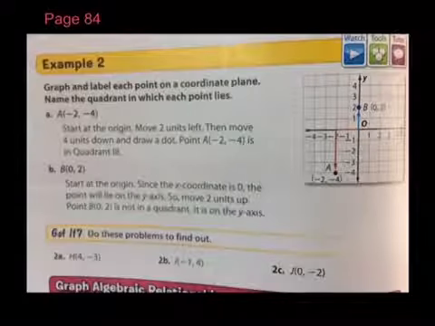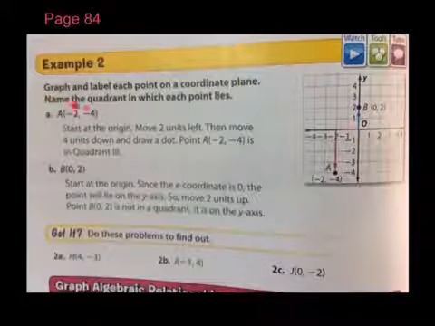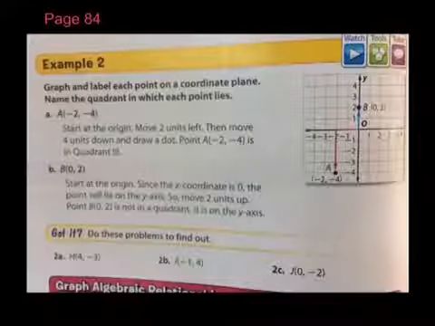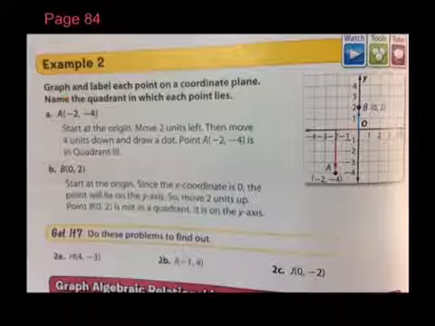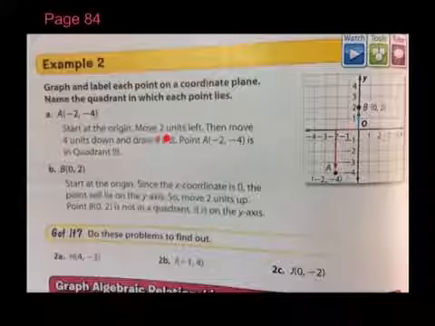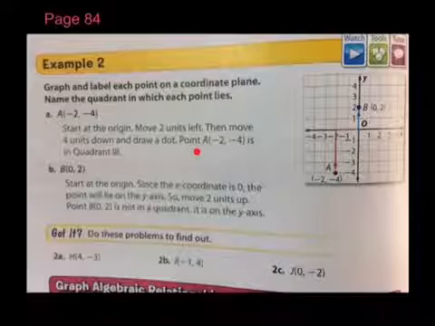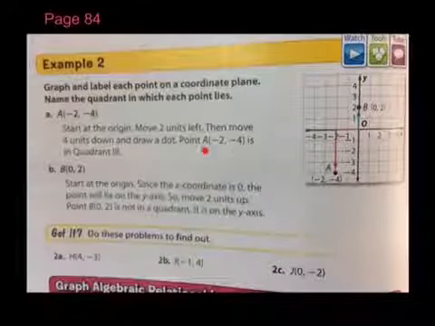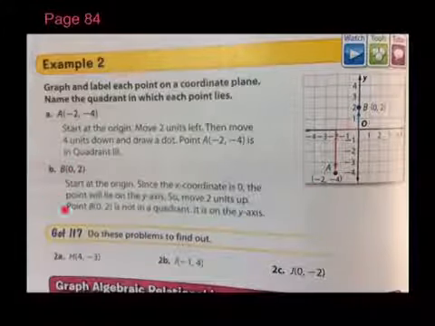Continuing on page 84, we have example 2, where we have to graph and label each point on a coordinate plane. We have to name the quadrant in which each point lies. For example, point A, (-2, -4), we put the ordered pair in. And here they explain how we get there. So start at the origin, move 2 units left, then move 4 units down and draw a dot. Point A. You see that? Okay, point A, (-2, -4), the ordered pair is in quadrant 3. You can see that, okay? And they do the same with B.